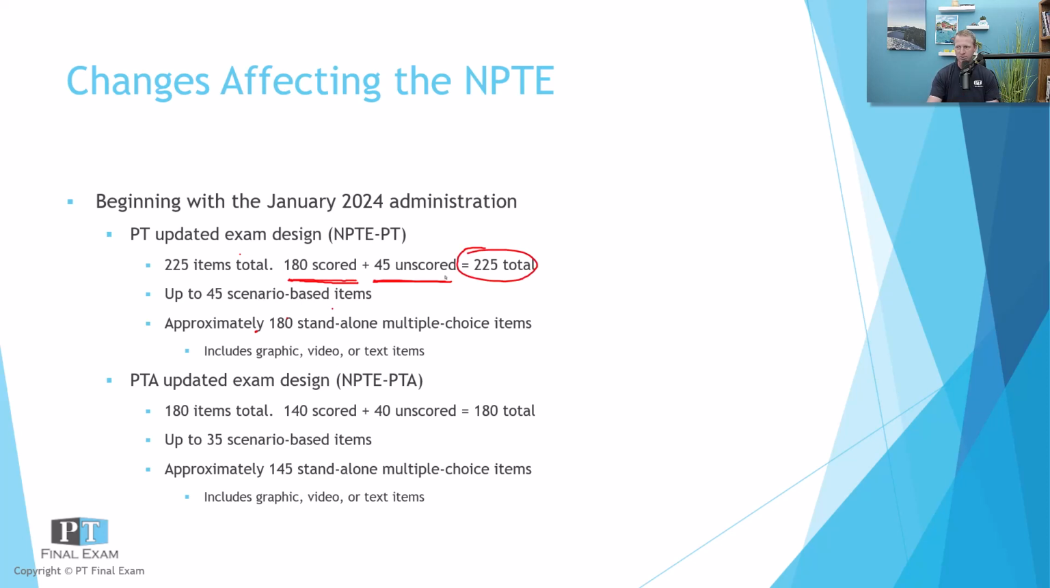Now, of this 225, up to 45 of these will be what they call scenario-based items. So scenario-based items simply means that they will give you a common scenario that you will answer 3 to 4 to 5 questions related to that scenario directly. And I'll show you an example coming up here in just a minute.